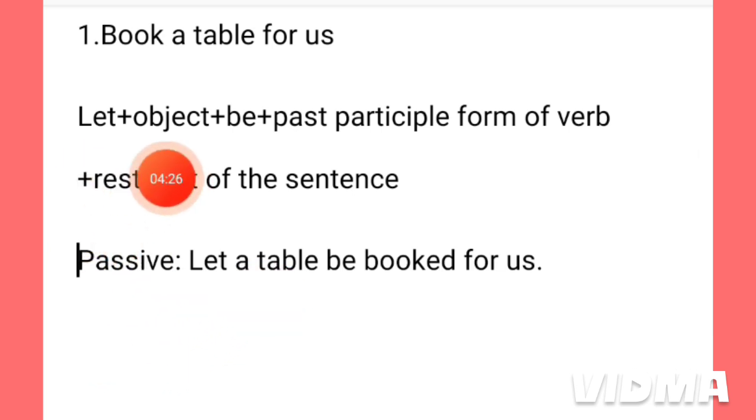At first, according to this rule, we have written here let, then the object. Here the object is a table. We have written here a table. Then we have added a be. According to this rule, we have added here a be verb. Then we have written the past participle form of the verb, booked. This is the main verb, and we have written here the past participle of this verb, booked. Then we have written the other parts of the sentence. So the answer is let a table be booked for us. I advise you to follow this rule when there will be this type of imperative sentence.